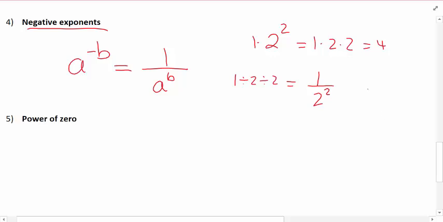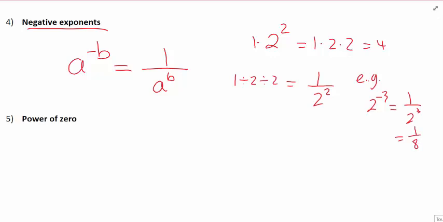Now, an example would be something like this. If I give you 2 to the power negative 3, what does that equal to? That equals 1 over 2 cubed, which is 1 over 8. Okay? All right. Negative exponents is division. Okay? Is that okay?